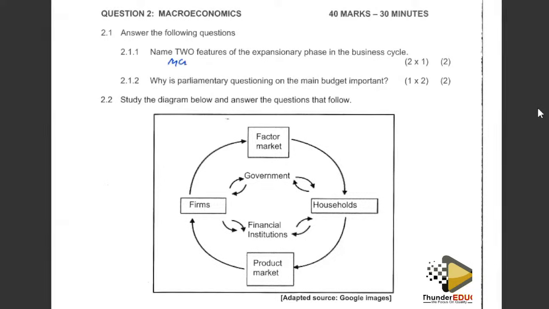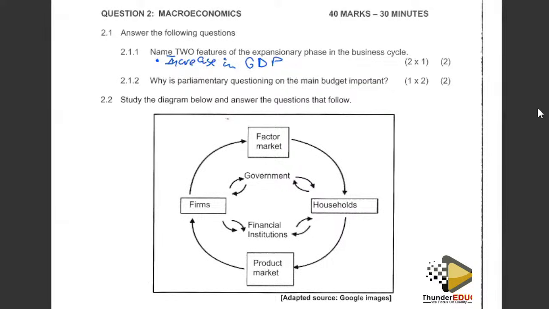Increase in gross domestic product. What do you mean by this gross domestic product? Now this is the second time coming across this abbreviation. What does it mean? It means gross domestic product. We check the total monetary value of goods and services that have been produced within the borders of a certain country. Then usually we check the time period of a year.